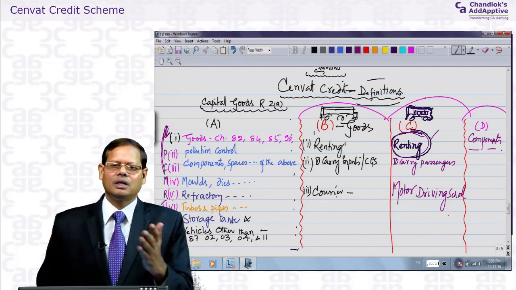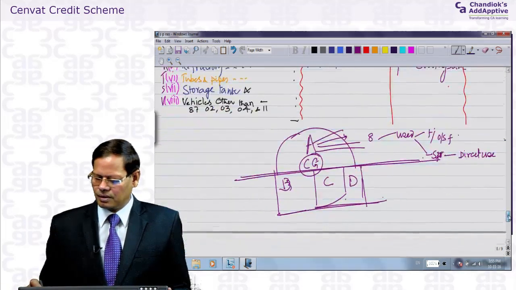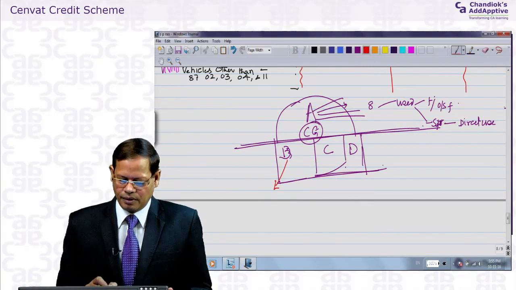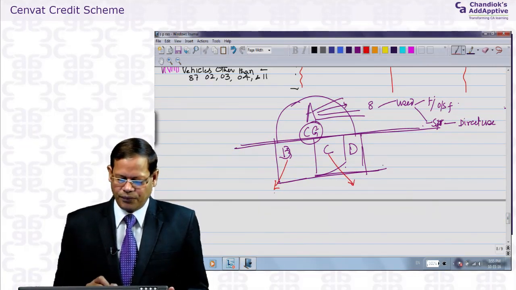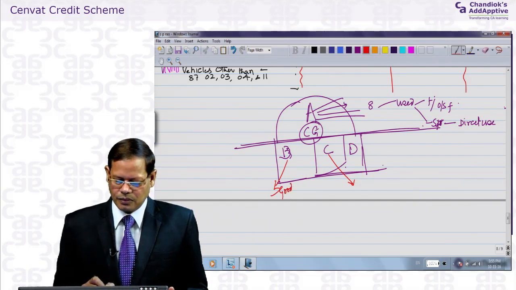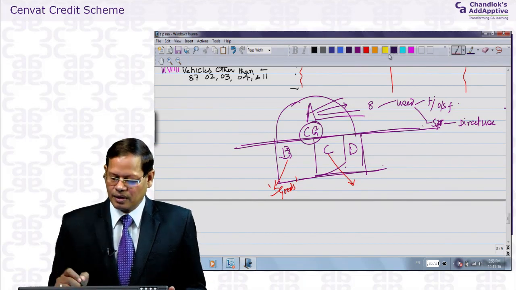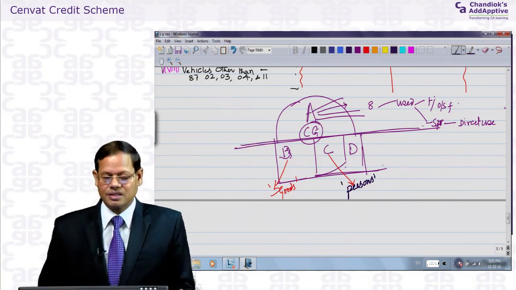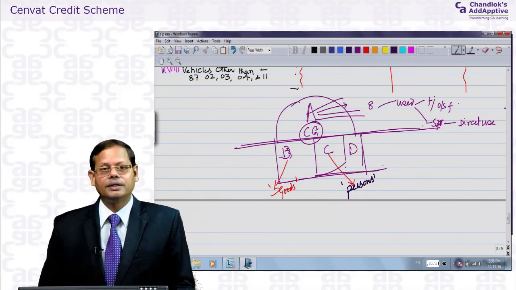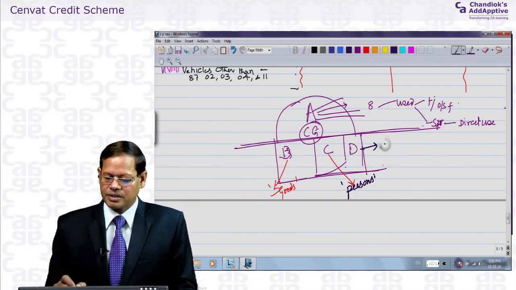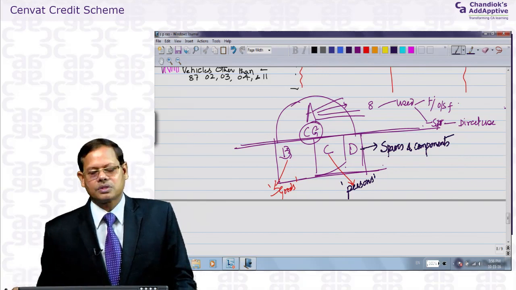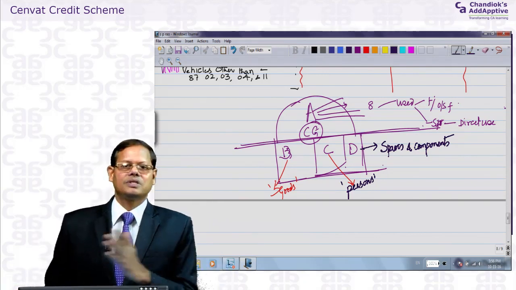B, C, D, very easy. B already you know. B for goods carrying vehicles, and C for vehicles carrying persons, passengers. C for passengers and B for goods, and D for their spares and components. Wherever a particular item is capital goods, its spares and components are capital goods. That is it. A, B, C, D.